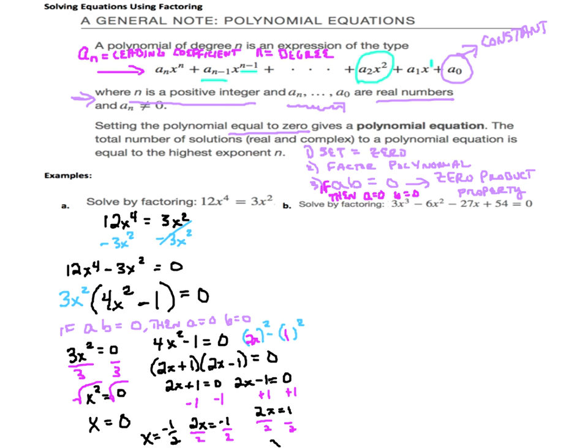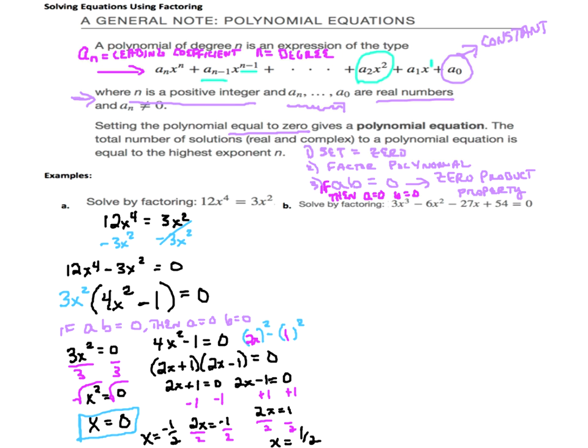So x is 1/2. I have 3 solutions to this one problem. In other words, I can take any of these solutions, plug them back into the original equation, and I will get a true statement. Which is crazy to think about.